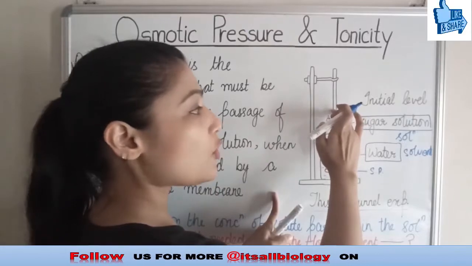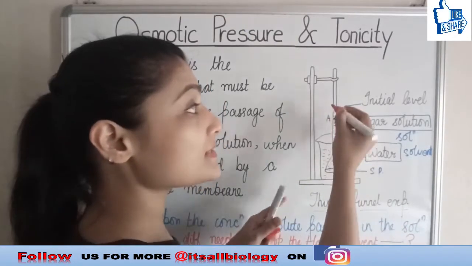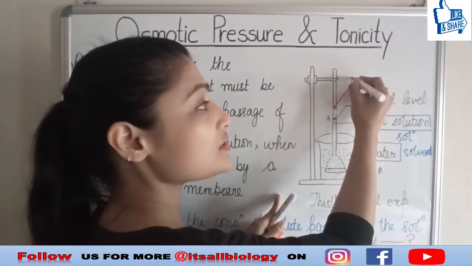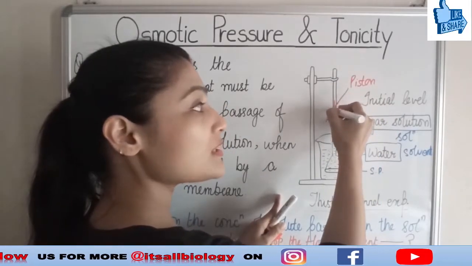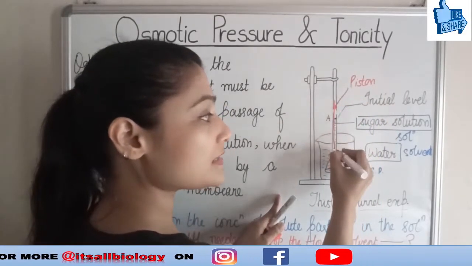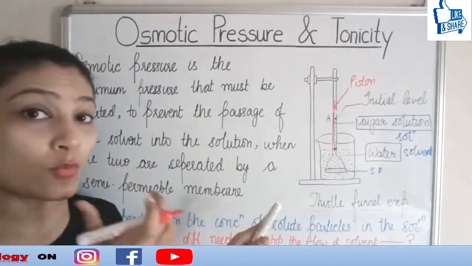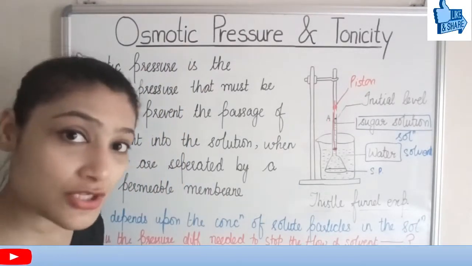But osmotic pressure says that if we are going to apply some pressure here, suppose there is a piston here, let me just write it. There is a piston, and by using the piston we are applying certain pressure here. So because of that pressure, what all changes are going to occur, this is what osmotic pressure is.